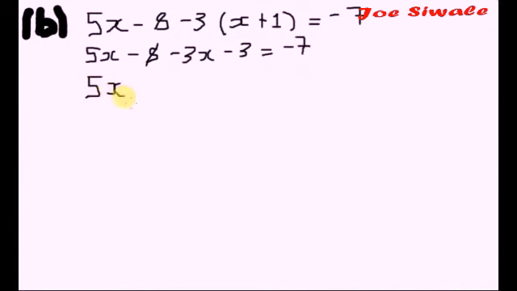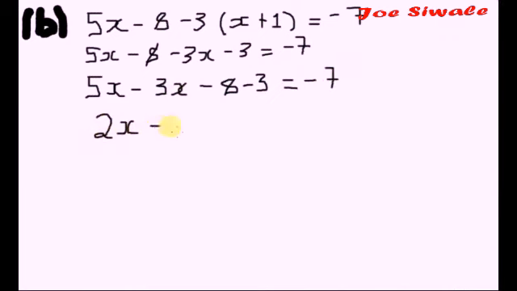The next step is to collect the like terms. So I have 5x minus 3x and negative 8 minus 3 is equal to negative 7. 5x minus 3x, that's 2x. Negative 8 minus 3, that's negative 11, is equal to negative 7.